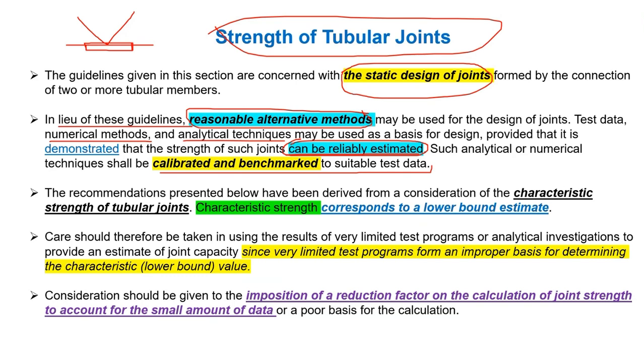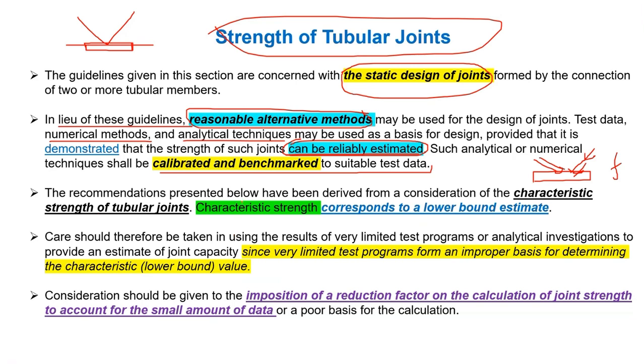Actually, what they do in the API database is that they have some joints. They physically fabricate them, then apply load, and come up with how much is the allowable load, and then they formulate some empirical equations. Then they come up with this formulation for calculating the strength. Like that, we need to calibrate and benchmark if we are using some other techniques. Okay, that's what they're telling.